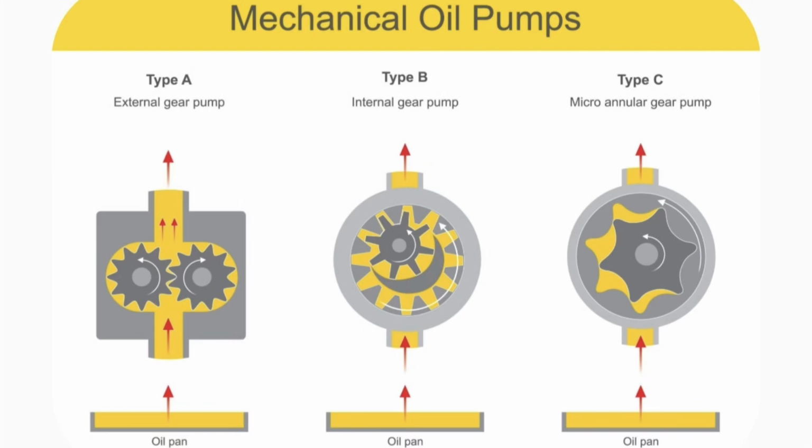Variable displacement vane pumps: moving the cam ring relative to the rotor changes the chamber offset, allowing control over the volume of oil pumped per stroke without altering pump speed. 3. Piston pumps, high pressure and high efficiency. Piston pumps use reciprocating pistons inside cylinders. They handle the highest pressures, up to 700 plus bar, 10,000 psi, and offer precise control.